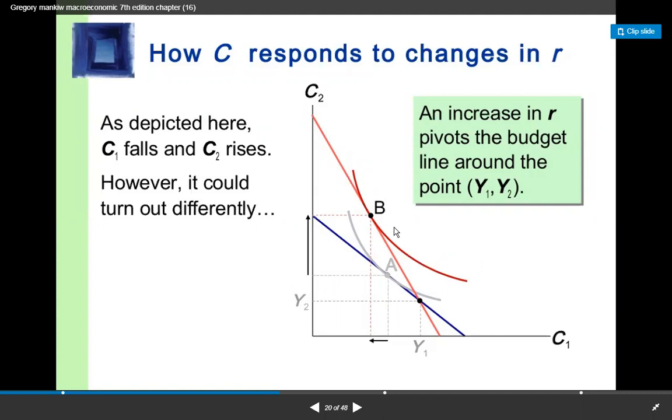So higher interest rates pivot the budget line. The budget line is crossed and becomes steeper. And at the new optimal level point B, consumers consume more C2, where consumers consume more in future and less in present. This is a very important point.